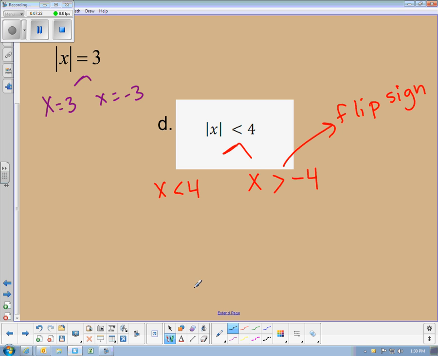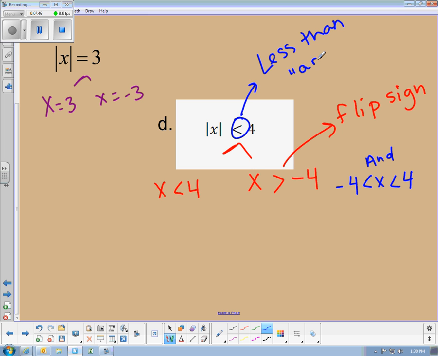So on my number line, I want x is less than 4 and x is greater than -4. So this is actually an AND statement. I have -4 down here. I want x to be bigger than that, but I want it to be smaller than 4. This is AND. And by the way, all less thans for absolute value turn into AND statements. So I have -4 is less than x, which is less than 4.